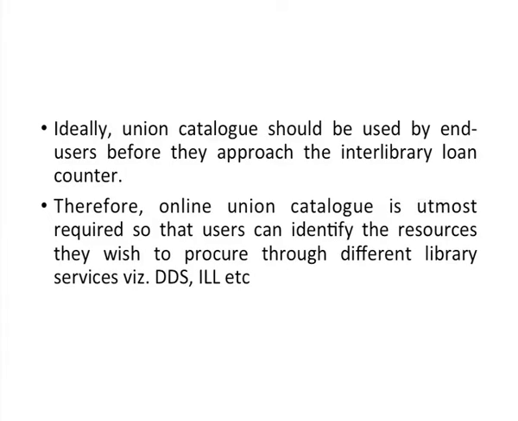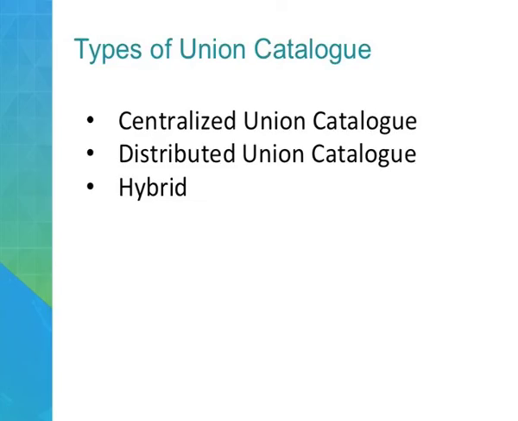Therefore, an online union catalog is utmost required, so that users can identify the resources they wish to procure through different library services such as DDS and ILL. Now you need to understand the different types of union catalog, because union catalogs can be categorized into different types, and one such type is called the centralized union catalog.